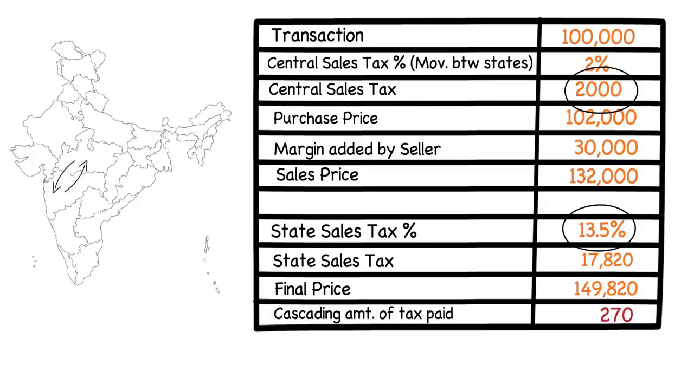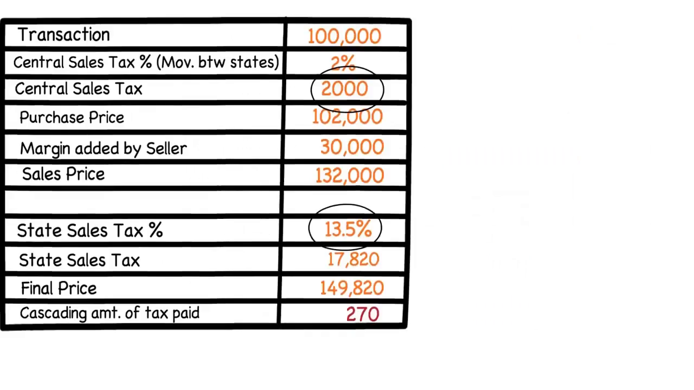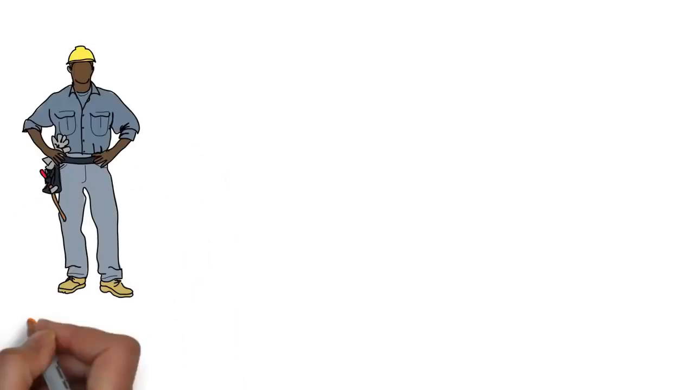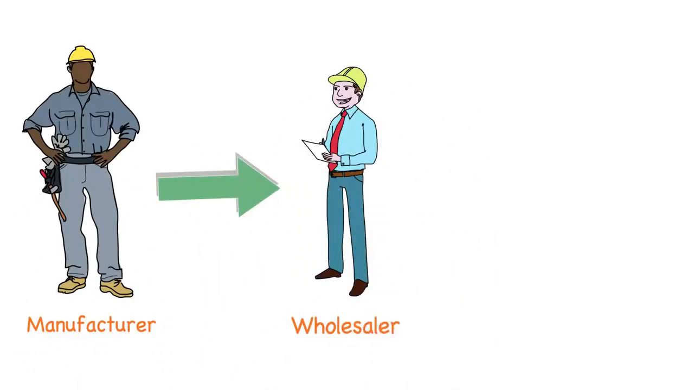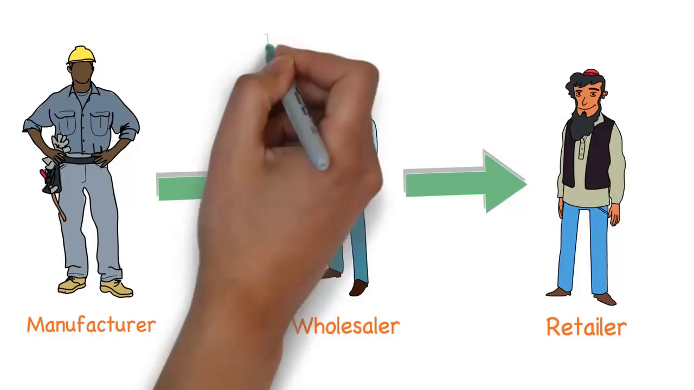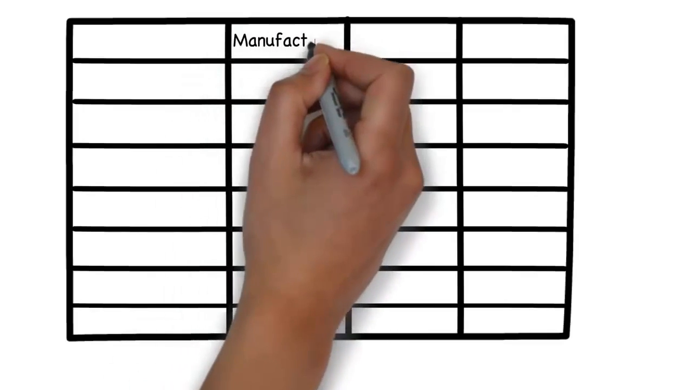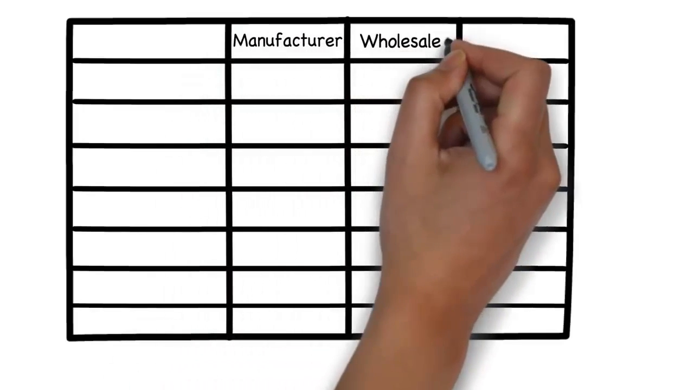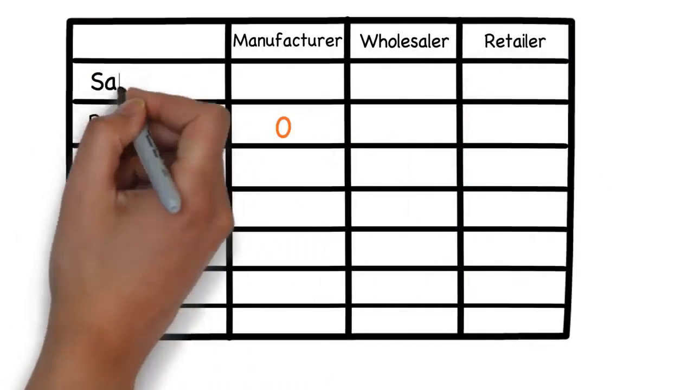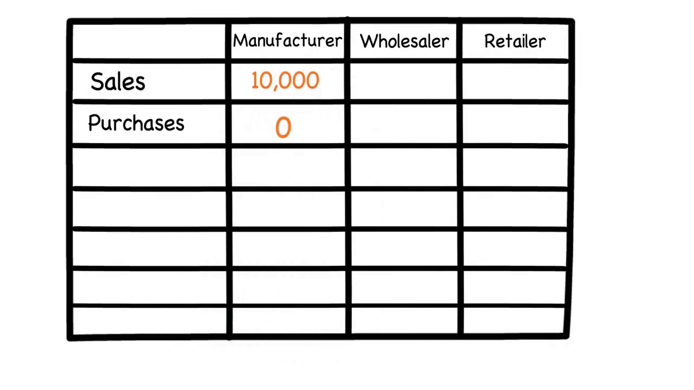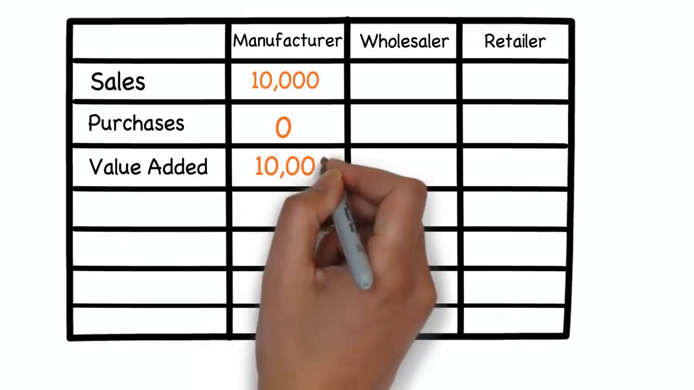With GST, the attempt is to remove these taxes on taxes so that as the goods change hands from manufacturer to wholesaler to retailer, each of them can take credit of the tax paid by the previous party. For example, let's take an ultra-simplified example where there is a manufacturer, wholesaler and retailer. The manufacturer has 0 purchases and sells its goods for rupees 10,000. Therefore, the value added by the manufacturer is selling price rupees 10,000 minus purchases, which is 0. That is, the value added is rupees 10,000.